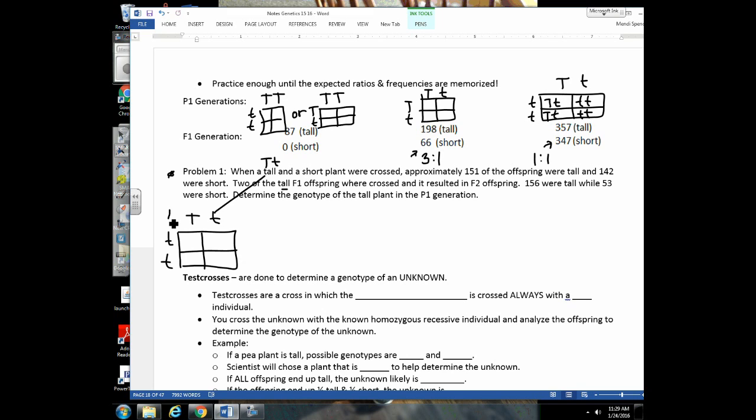Now, one thing to point out is the original generation is called the P1 generation. And then their children in the box are going to be the F1 generation. So for this generation, there were the tall ones, and here are the short ones. The problem says we crossed 2 of these tall F1s. Well, here they are, right here. So that is why we got a 3 to 1 ratio, because these 3 were all tall, and this one was short.